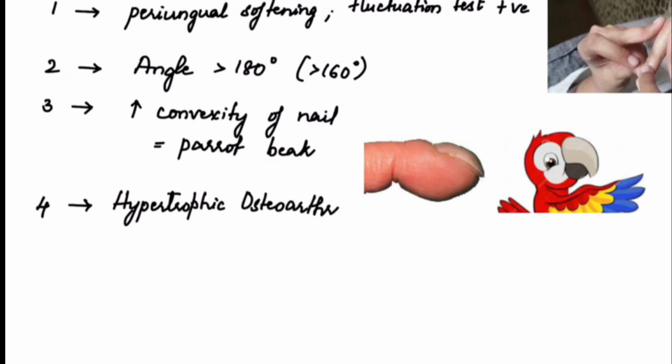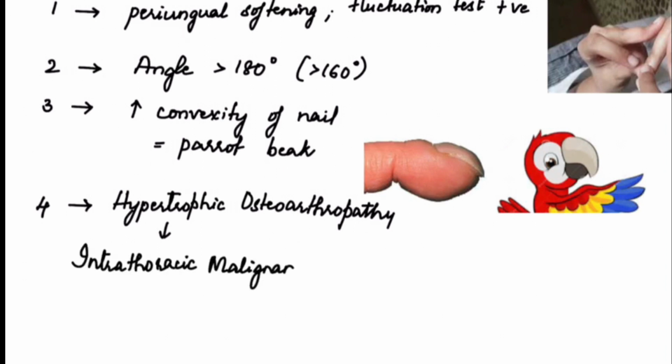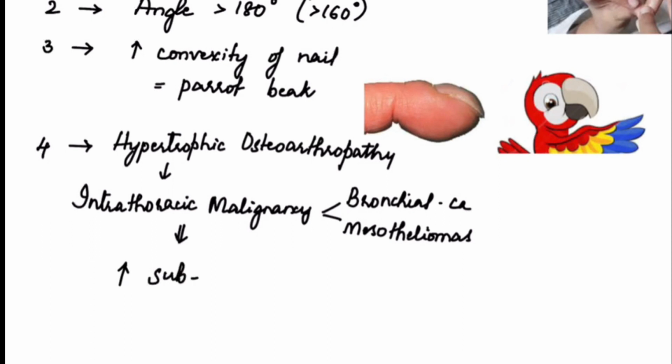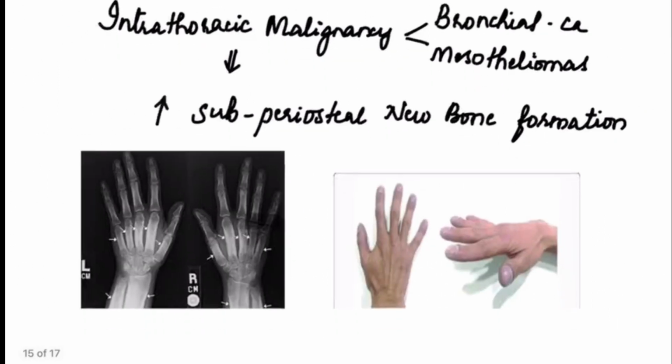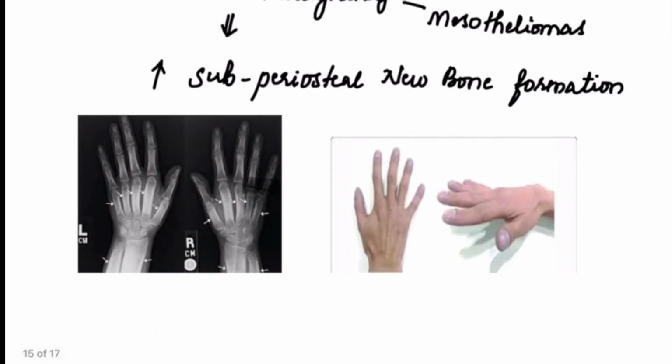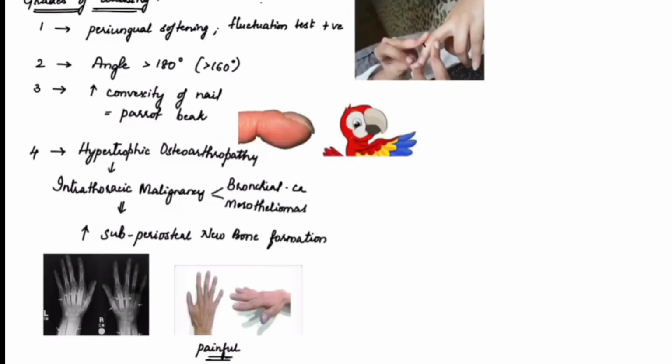Now what is this hypertrophic osteoarthropathy? So it is a condition which occurs when there are some intrathoracic malignancies. So these intrathoracic malignancies like bronchial carcinomas, mesotheliomas, pleural fibromas, many other, etc., they will increase the periosteal bone deposition. So there is a new bone formation, that too in the distal part of long bones. So they will involve the fingers and toes. So you can see in the X-ray there is excess periosteal deposition. This will lead to clubbing, and this is a painful condition. So this is grade 4.